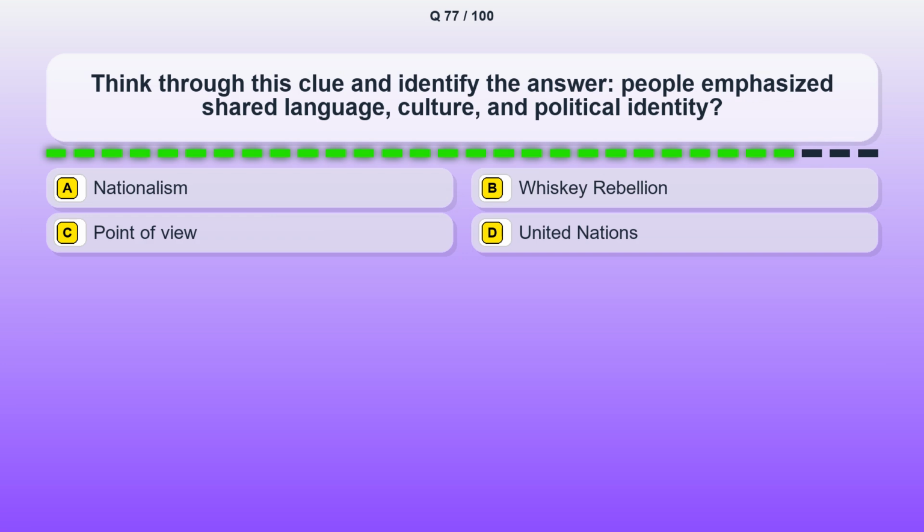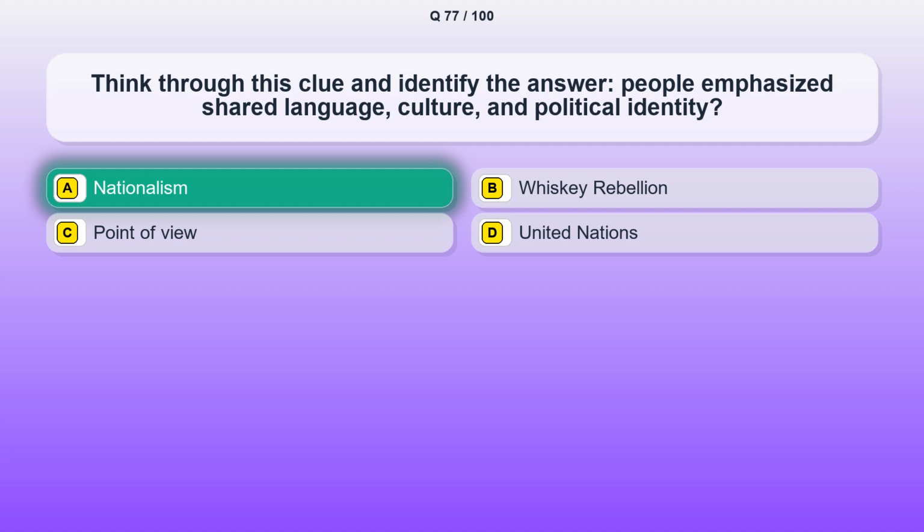Question 77. Think through this clue and identify the answer. People emphasized shared language, culture, and political identity. Option A, nationalism. Option B, Whiskey Rebellion. Option C, point of view. Option D, United Nations.